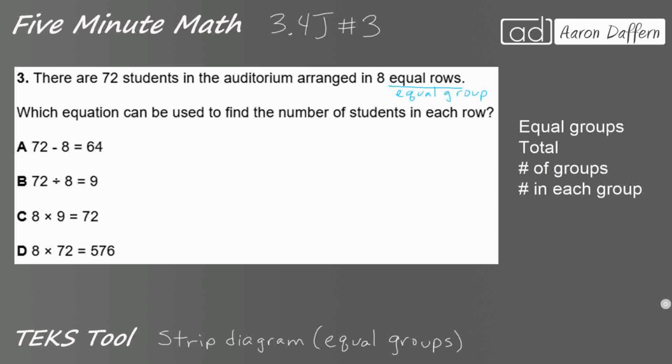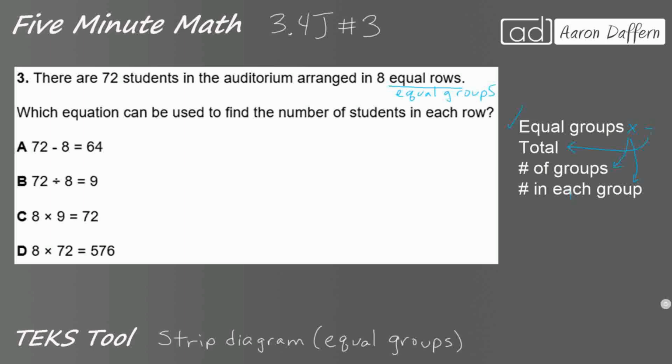Once that gets confirmed, we know we're dealing with multiplication or division, and it depends on whether or not we have the total. If we have just the number of groups and the number in each group, and we're looking for the total, that means we're going to multiply. If we have the total, and then one of the other, and we're looking for the third, that means we're going to divide. So let's see, there are 72 students.